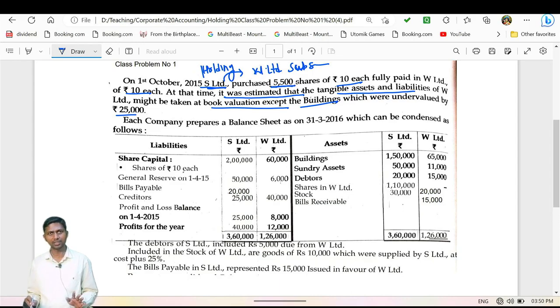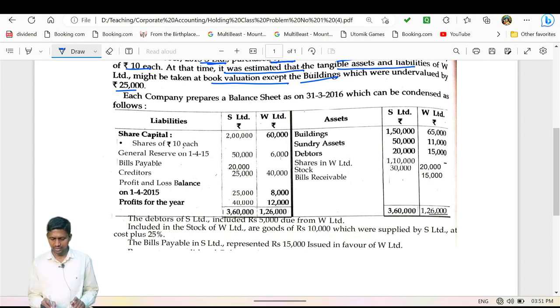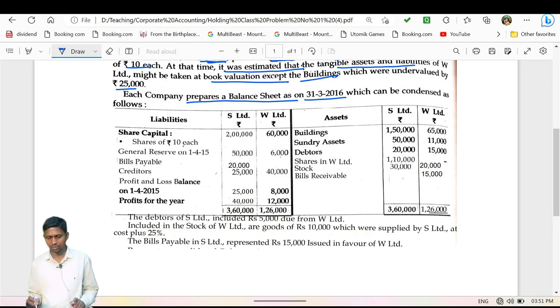Generally you will not get this sentence in the exam; undervaluation, overvaluation you will get directly. Generally you take assets and liabilities of the subsidiary at book value only. Okay? You do not change their values. Therefore, we will find in other problems just the addition, not this sentence. Understood? Then after that, each company prepared balance sheets as on 31st March 2016, which can be considered as follows.